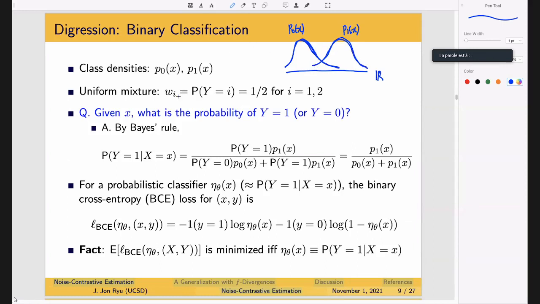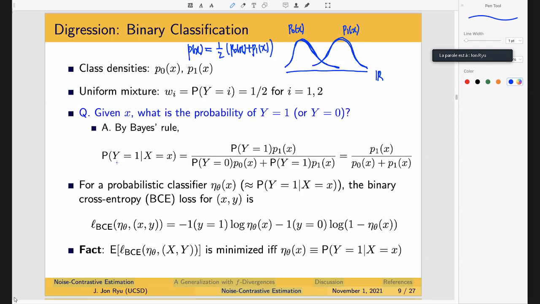Okay, and I'm gonna take a uniform mixture for simplicity. So Px, the marginal distribution, is gonna be 1/2 of P0x plus P1x. And the question in the binary classification is, given x, what is the probability of the label y being 1, or y being 0? And you can compute this by Bayes' rule.